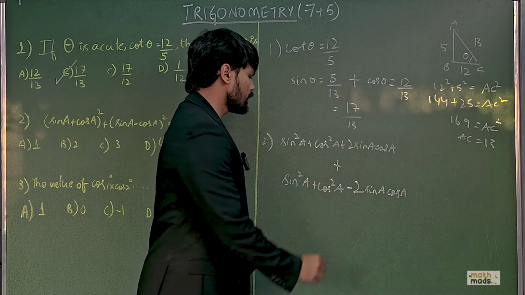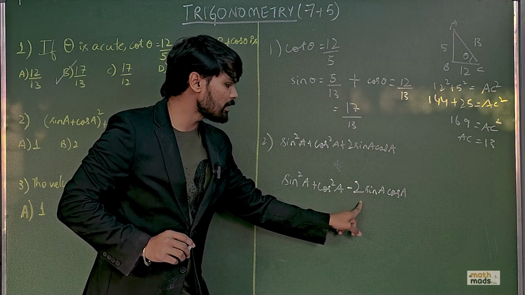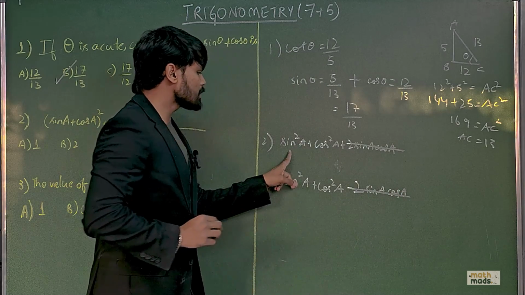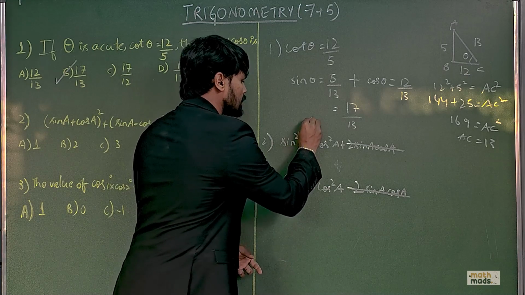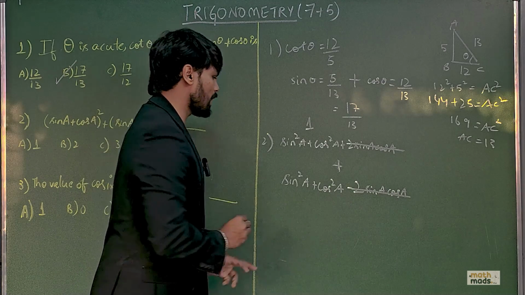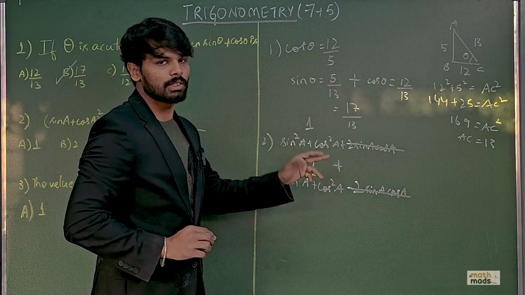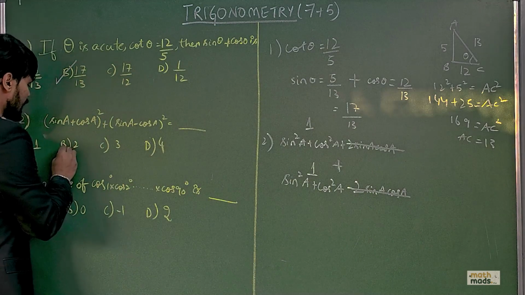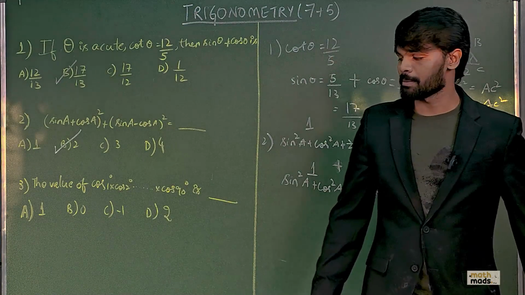So here you have plus 2 sin A cos A. Here you have minus 2 sin A cos A. So you can easily cancel them out. Sin square A plus cos square A is a trigonometric identity, so you can write this as 1. Plus sin square A plus cos square A you have again, so this also you can write as 1. 1 plus 1 is 2. Let us see if that option is there. Yes, option B is 2. So the correct answer is option B. Simple ones. MCQs are actually very simple.